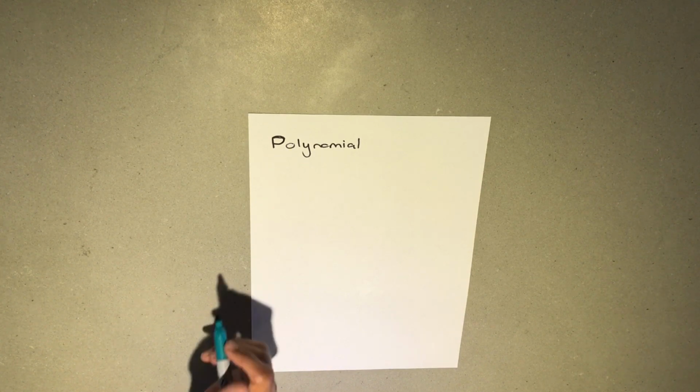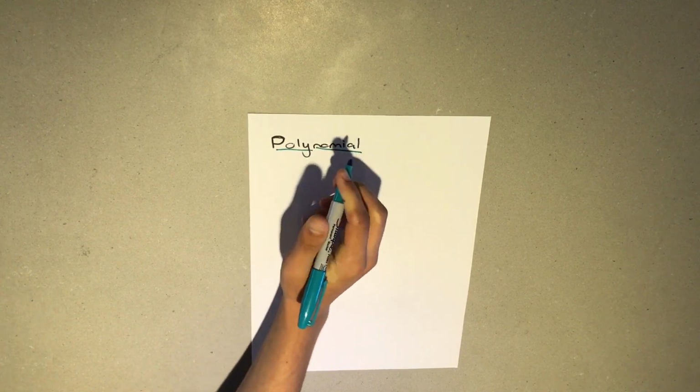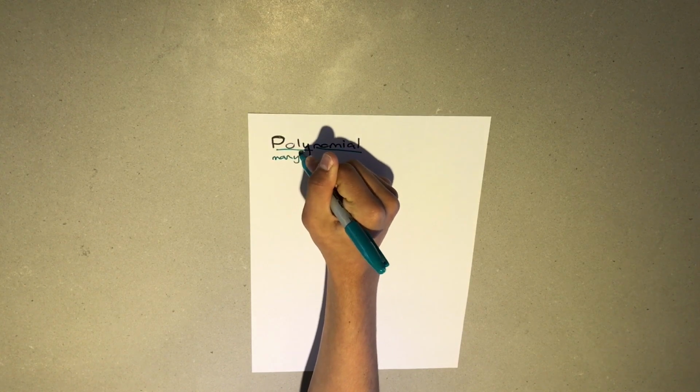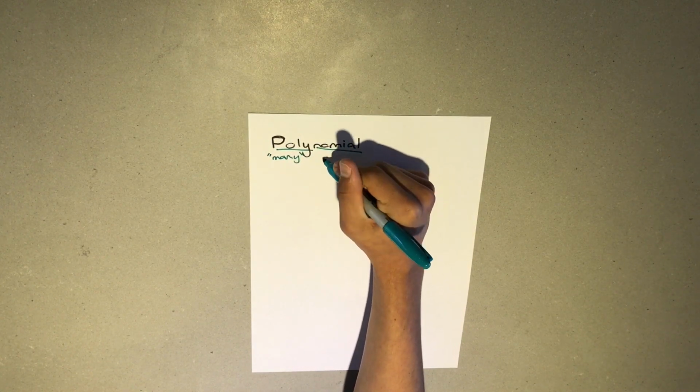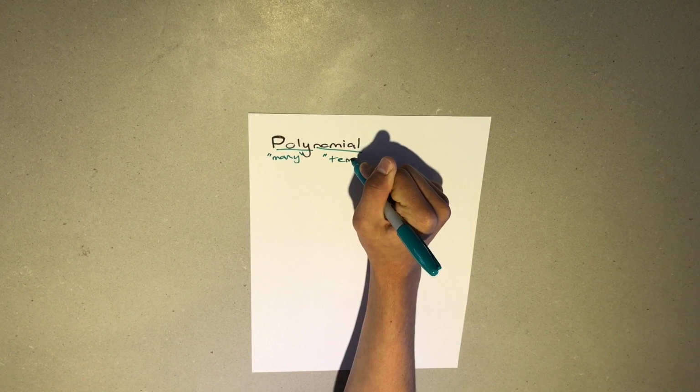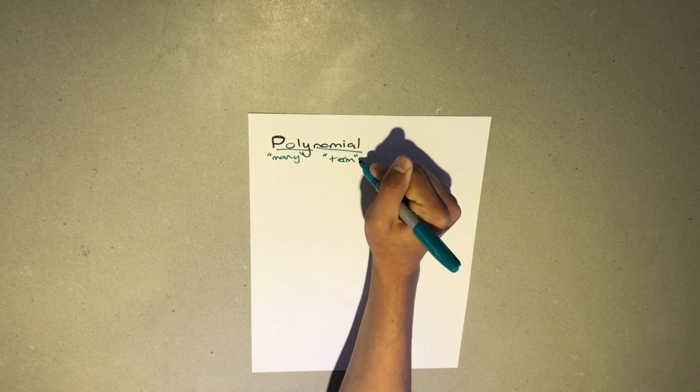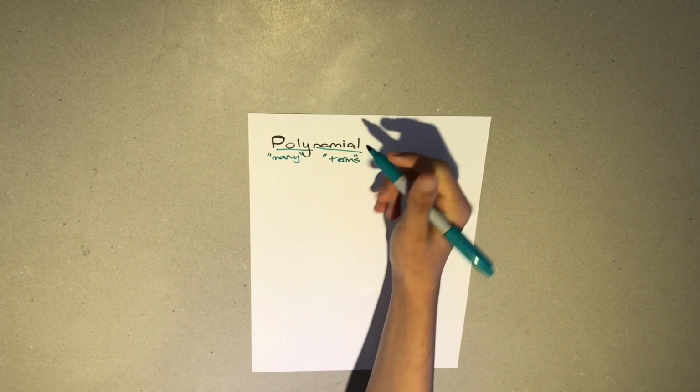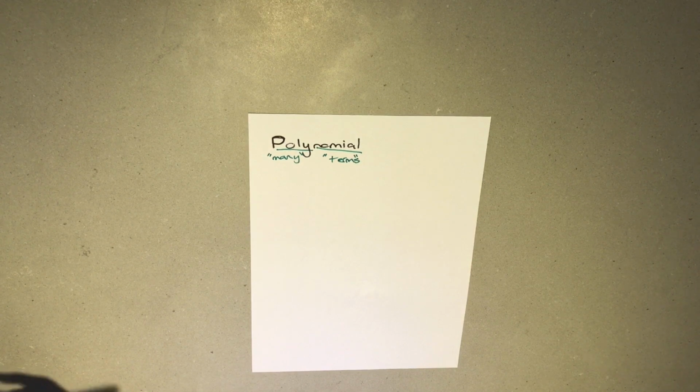Polynomial stems from the Greek for many terms. So poly means many, and nomial means names, or in this case, terms. A polynomial can have three different aspects.